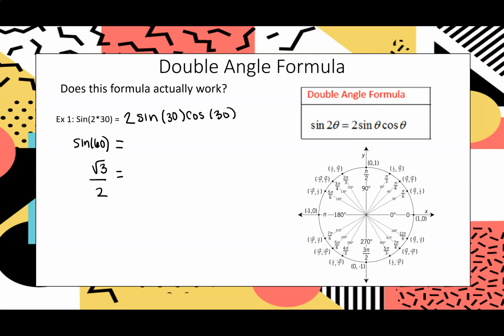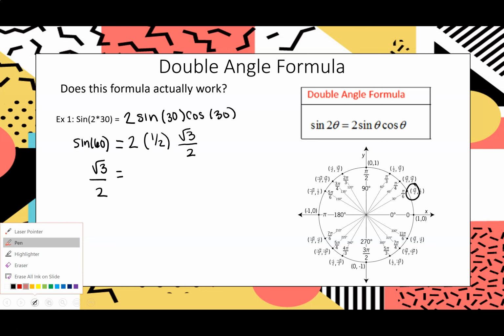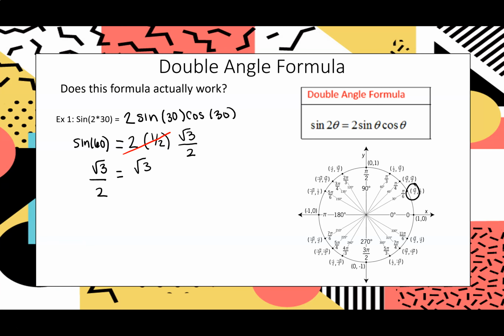Okay, now it's time to go ahead and use our unit circle, and I need to find sine of 30. Well, sine of 30 is 1/2. So I'm going to rewrite the 2. Instead of writing sine of 30, I'm going to write 1/2. And then let's find cosine of 30. Well, cosine of 30 is going to be the first coordinate, or root 3 over 2. Okay, well, what happens with a 2 and a 1/2? Yeah, of course, they cancel. And so we're left with just root 3 over 2.